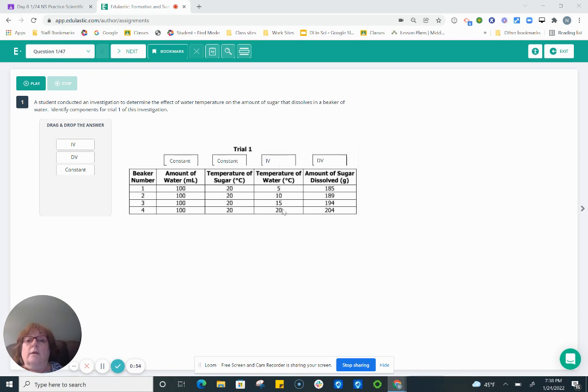What they're varying is the temperature to see if the temperature of the water has any effect on the amount of sugar that it will dissolve. So the independent variable is that they're changing the water temperature. What depends on the water temperature is how much sugar will dissolve.